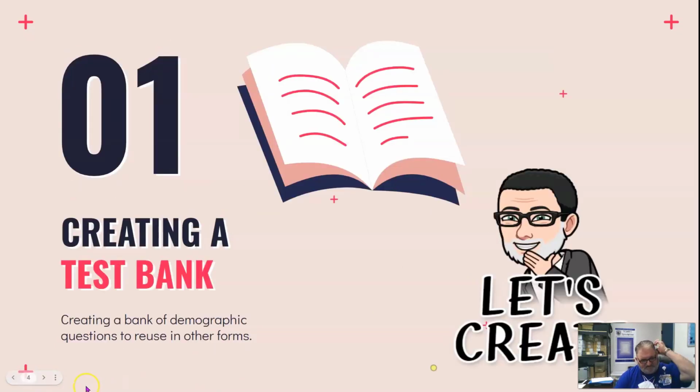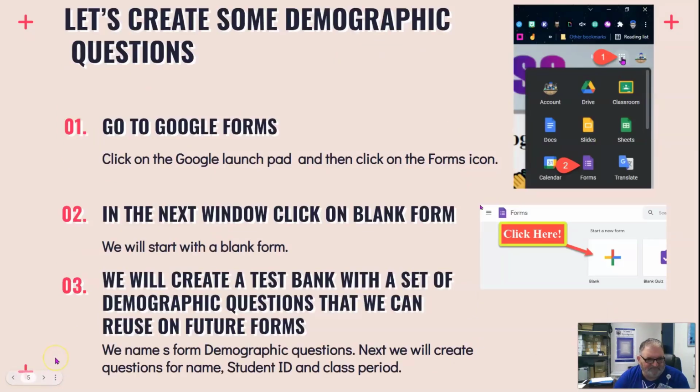Okay, we're going to be creating a test bank. So what we're going to do to demonstrate this is we're going to create some demographic questions that we can use over and over again in every quiz: student name, student ID, what class period they're in. Okay, so we're going to go to Google Forms.